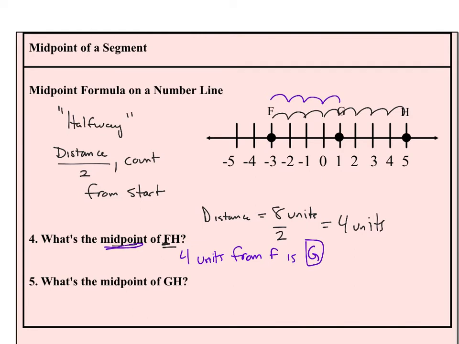So what is the midpoint of GH then? Well, G to H, 1, 2, 3, 4. My distance is 4, divided by 2 is going to be 2 units. So when I go 2 units, 1, 2, I end up here. I don't have a name for that, so I'll just put it at location 3.